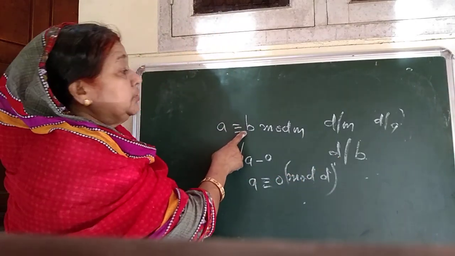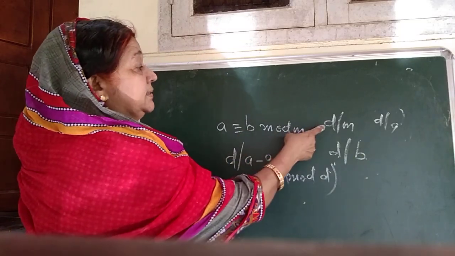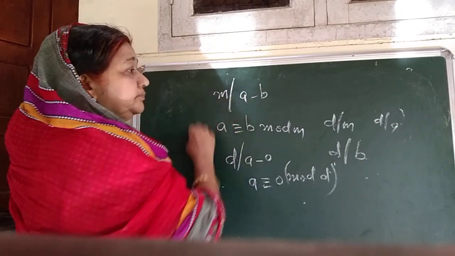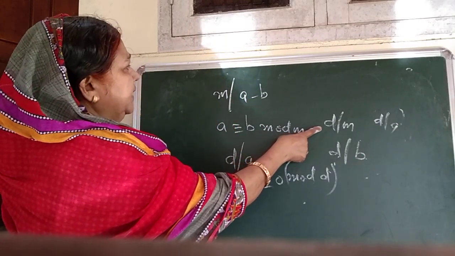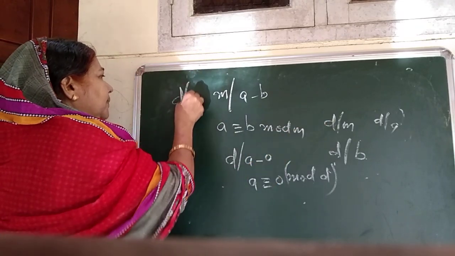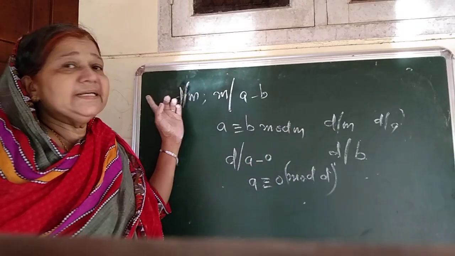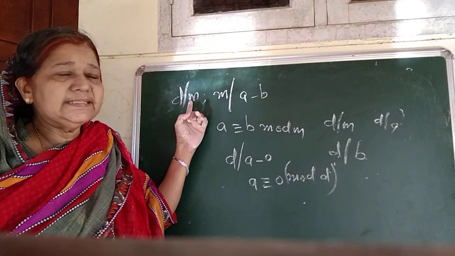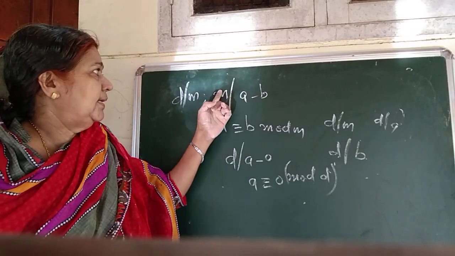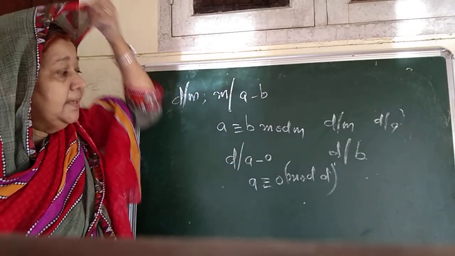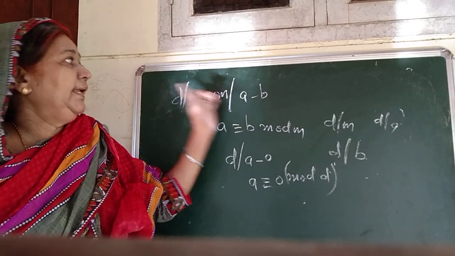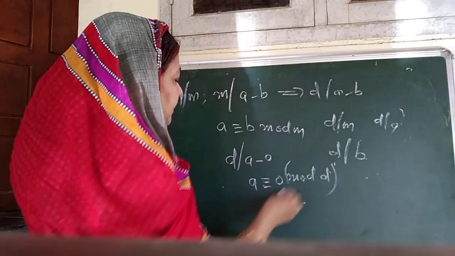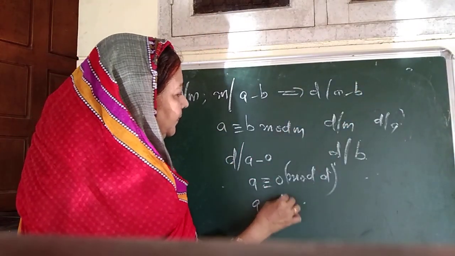Also a is congruent to b mod m, but that means m divides a minus b. But we are given that d divides m. Due to the transitive property of divisors in unit 1, module 1, we see that if d divides m and m divides a minus b, then d divides a minus b. That is, a is congruent to b mod d.